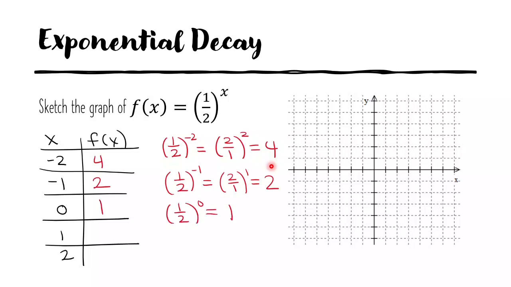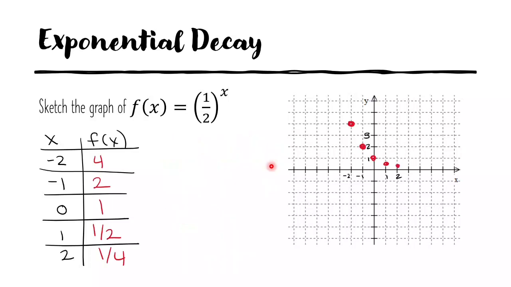(1/2)^0 would be 1. Anything to the 0 power is 1. (1/2)^1 is a half. And (1/2) squared, or 1/2 times 1/2, is 1/4. So if we plot these points, (-2, 4), (-1, 2), (0, 1), (1, 1/2), and (2, 1/4), we get something that looks really similar to our exponential growth function, except it's decreasing. It's actually reflected over the y-axis.